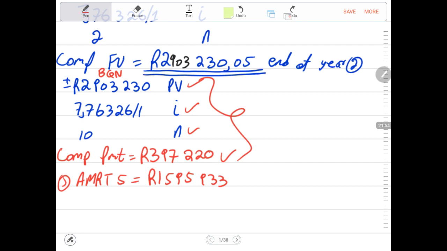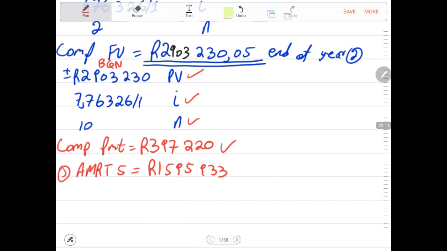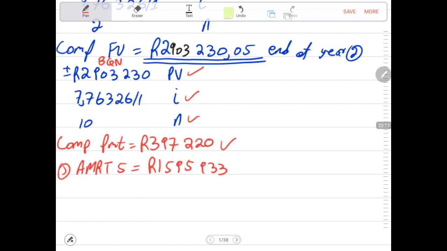So this is the balance. Remember, the 6th payment was missed in year 7. So we know that the 6th payment and 7th payment were missed, and the 6th payment was in year 7 and the 7th payment was in year 8 because in year 1 nothing took place. So now we need to calculate the future value of this balance at the end of year 6.